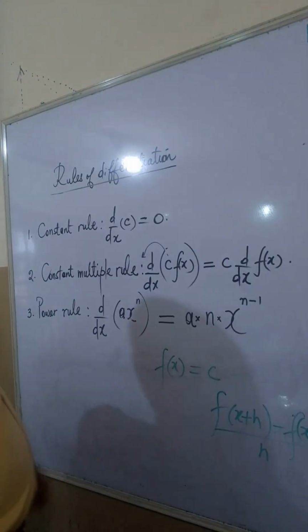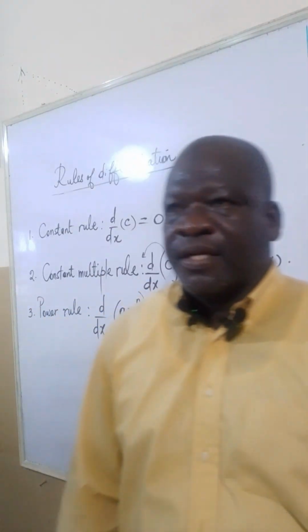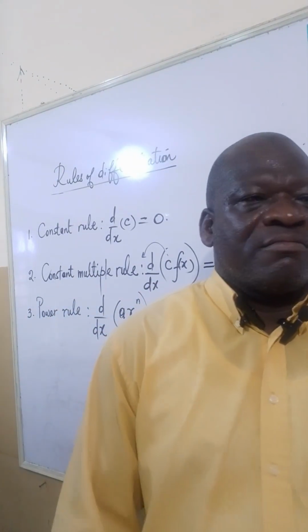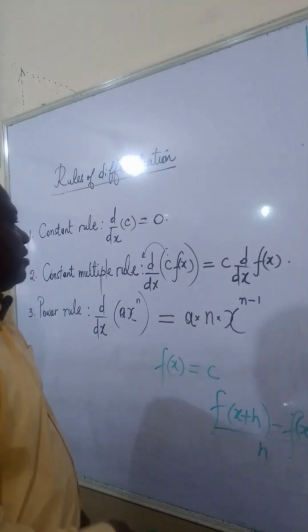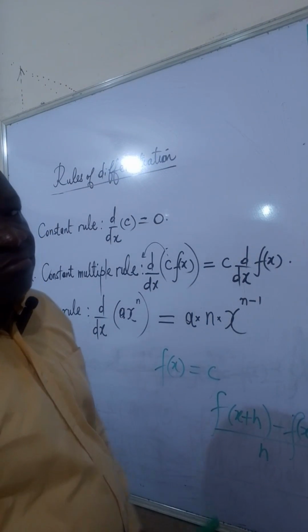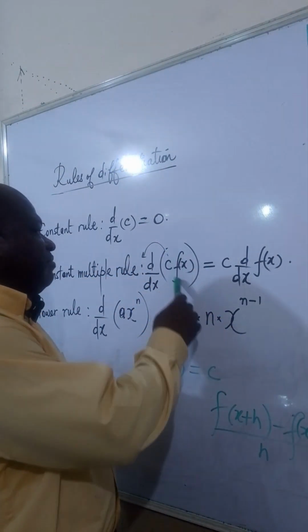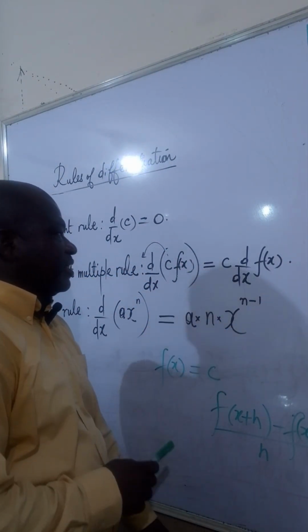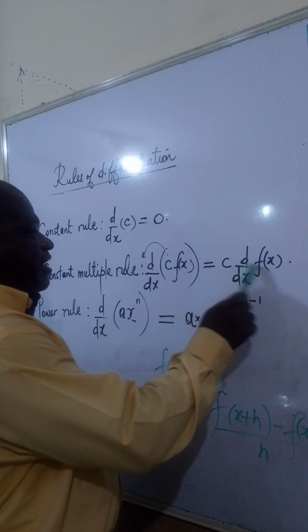In number 2, we have the constant multiple rule. If you are given a function f times a constant c, how do you differentiate it? c is not affected in this process. c remains constant. It's only f you are going to differentiate. So you can bring out c straight and differentiate f(x).